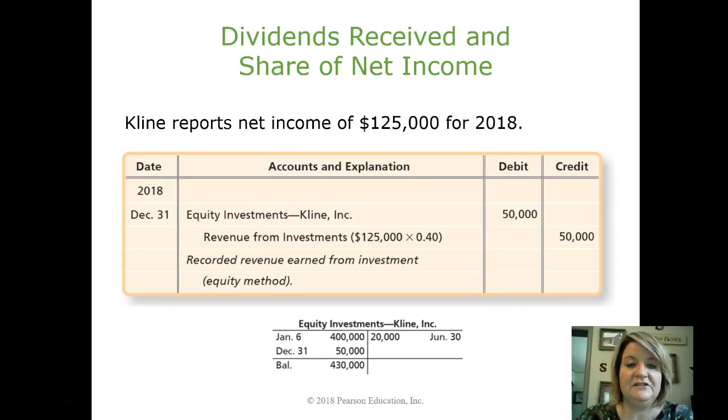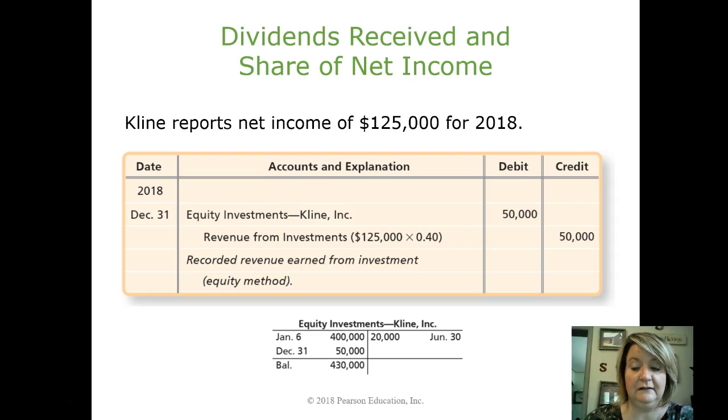Dividends received and share of net income. Klein reports a net income of $125,000 for 2018. You would debit equity investments in Klein Inc. $50,000, and the revenue from investments. This is your percent of the net income. $125,000 times 40% is $50,000. You recorded revenue earned from investment, the equity method. And here's your T account to show below.